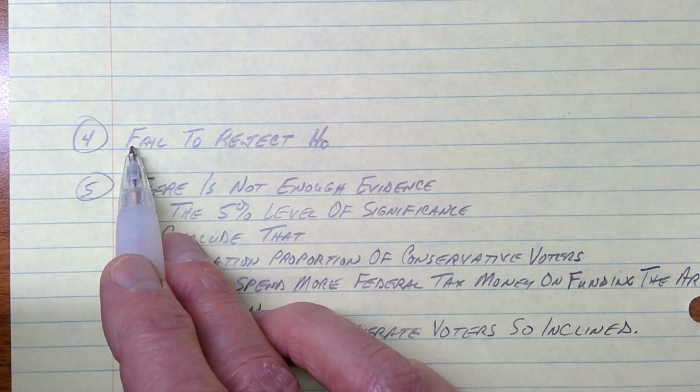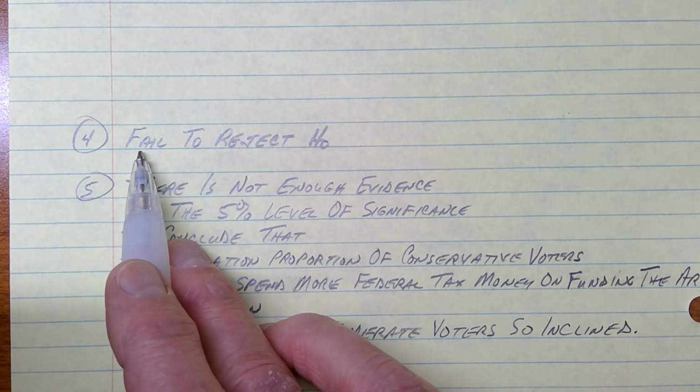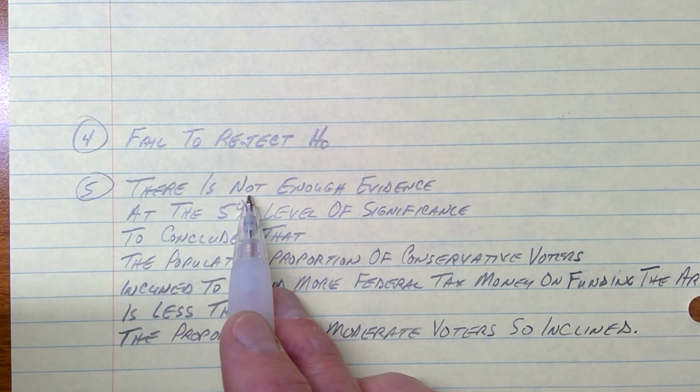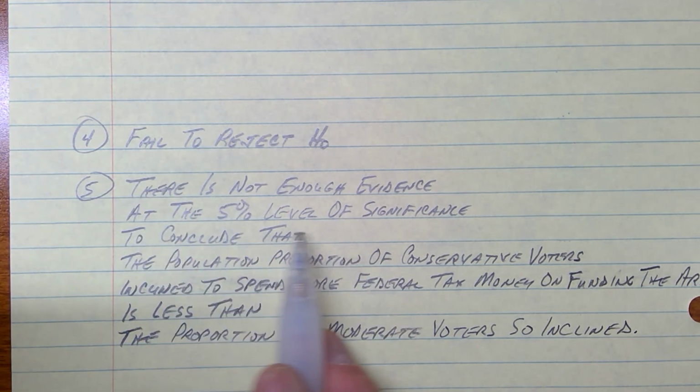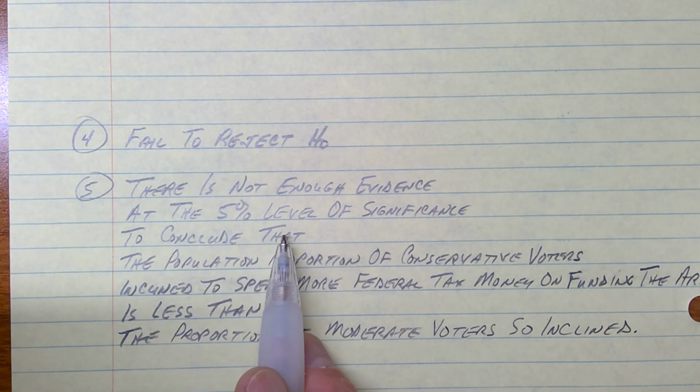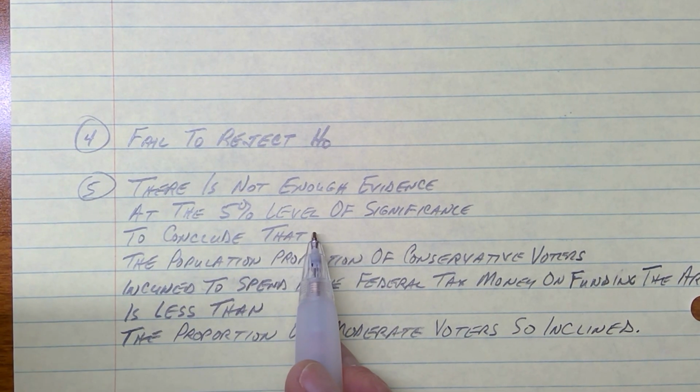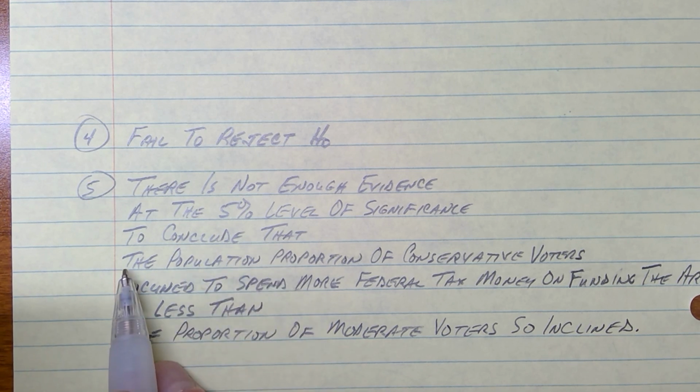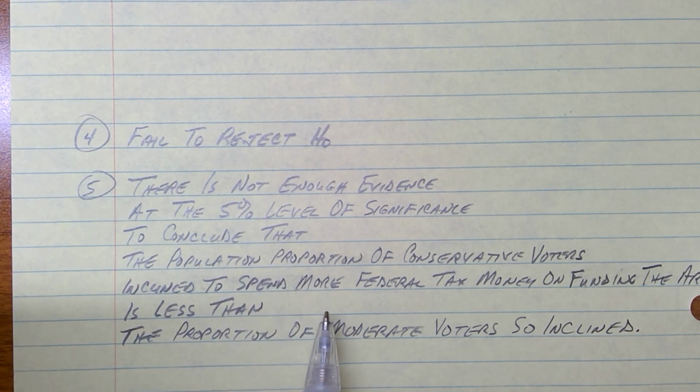Remember, we failed. I tried to reject what they said and I failed. That means I did not have enough evidence. There is not enough evidence at the 5% level of significance to conclude that. So those words are the same almost every time for me. And then the rest of it is just restate that challenge that failed.